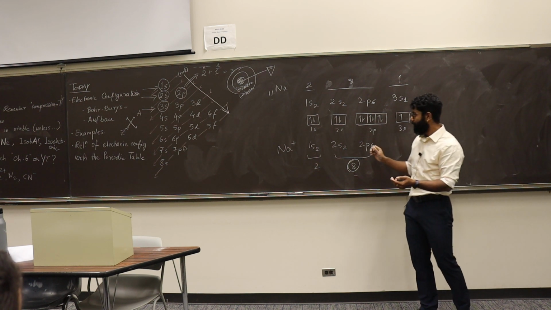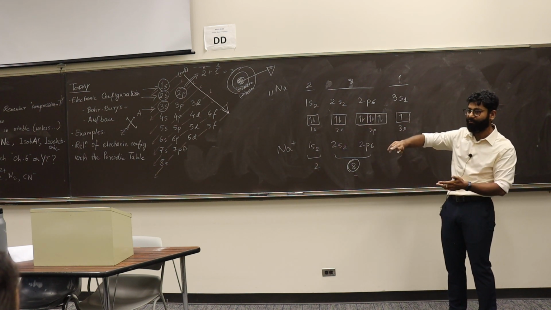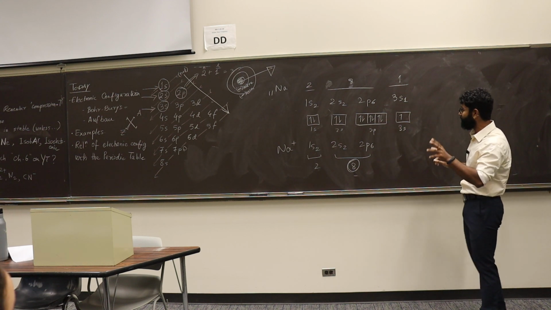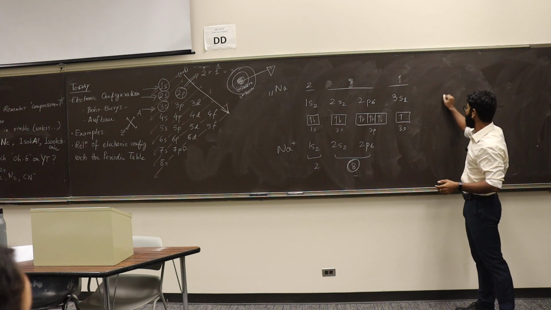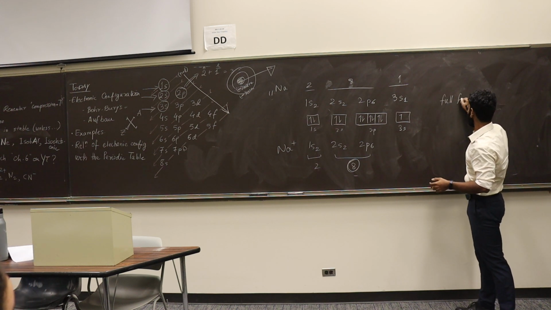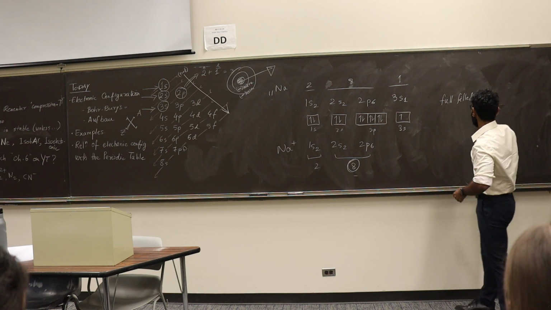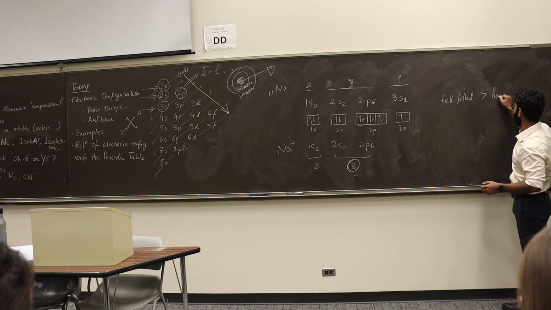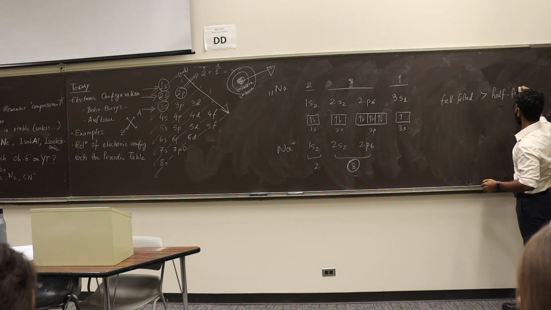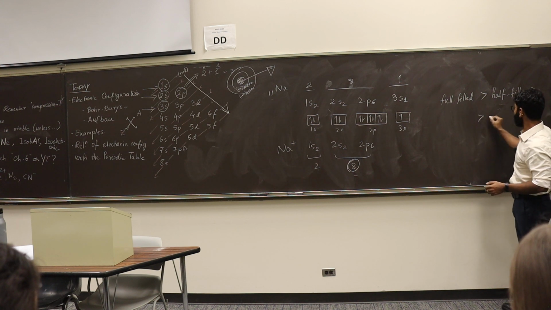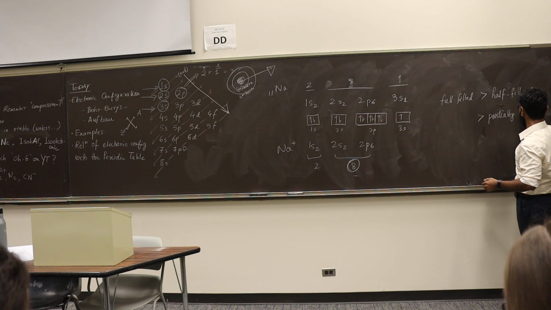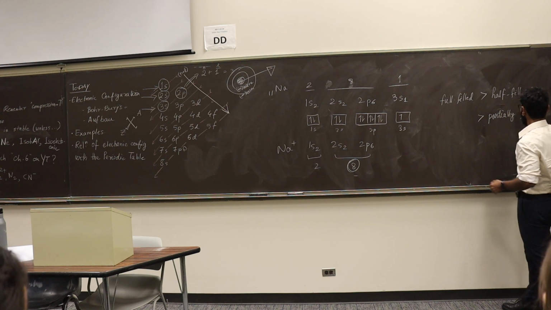Just converting the Bohr-Bury's into Aufbau's, from KLMN to SPDF, there is this thing that you have to keep in mind: full-filled orbitals are more stable than half-filled orbitals, which are more stable than partially filled orbitals.